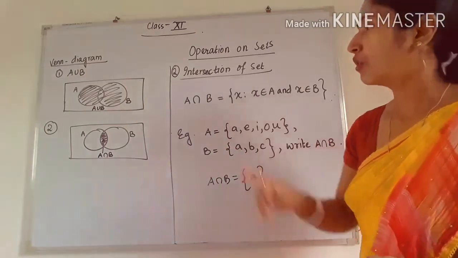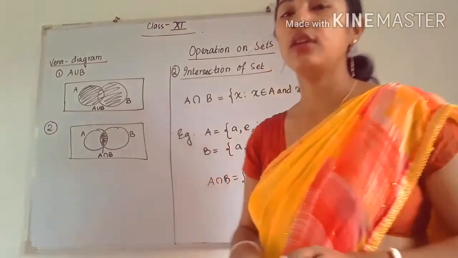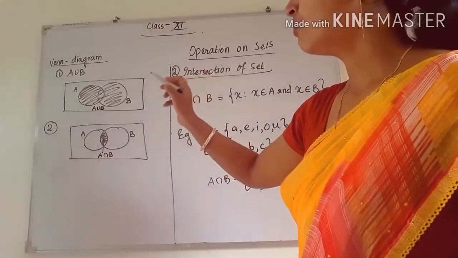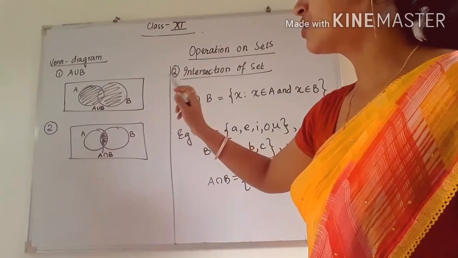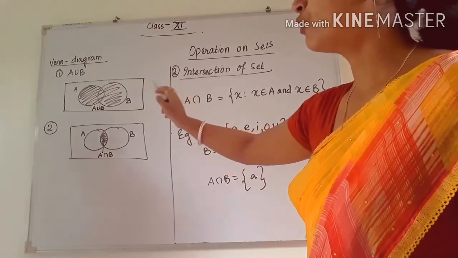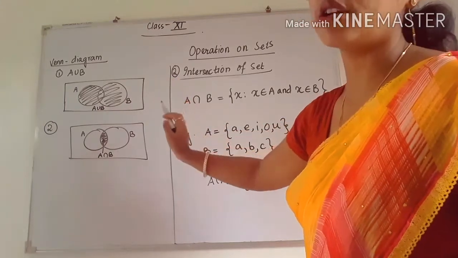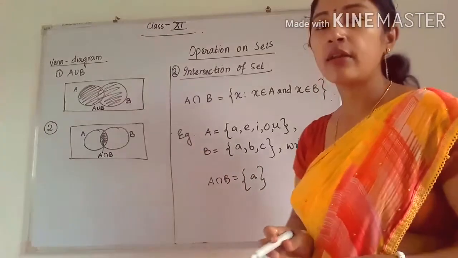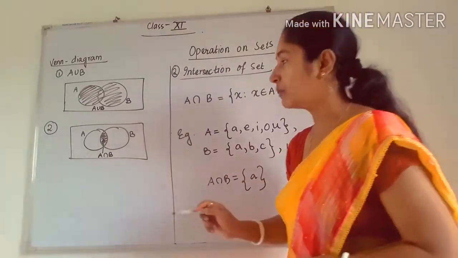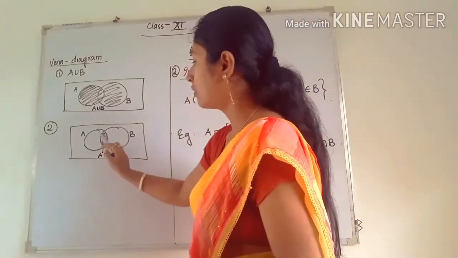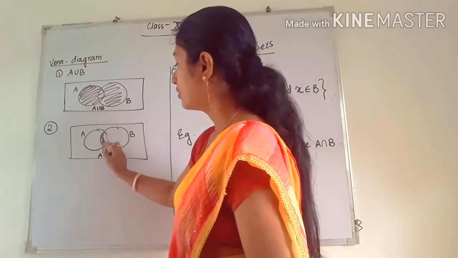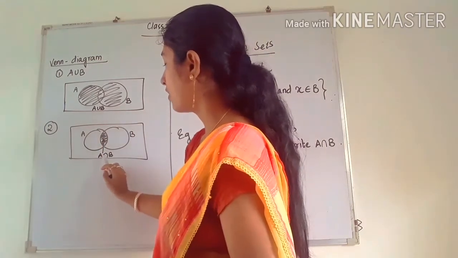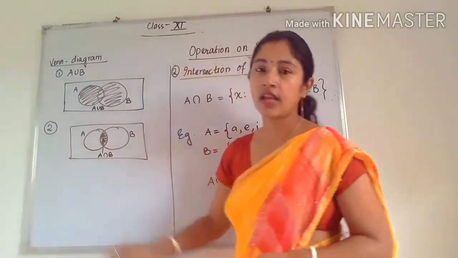Next, come to the Venn diagram of A union B. A union B consists of all the elements in A and B, so we have to shade all the portion of A and B. Next, for A intersection B, the common elements we have to shade. Suppose this is the common portion of A and B. We have to shade this much portion and mention that this is A intersection B.